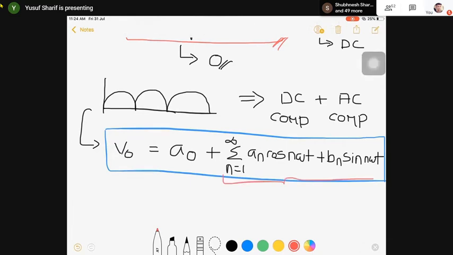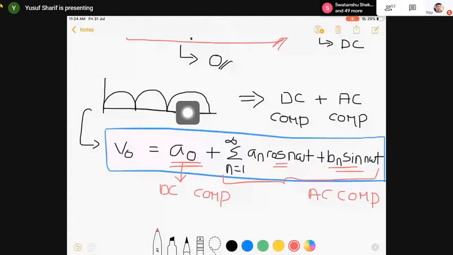Definitely you have a sinusoidal function. यहाँ पे आप देखोगे it is a cosine function and here it is a sine function. Nothing but you have an AC component in the signal. Apart from that, what is this? A0. A0 is nothing but the DC component. Is this clear? So in this signal, you'll be having a DC component as well as the AC component.